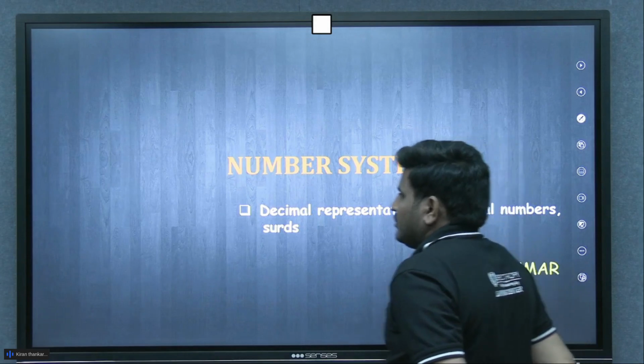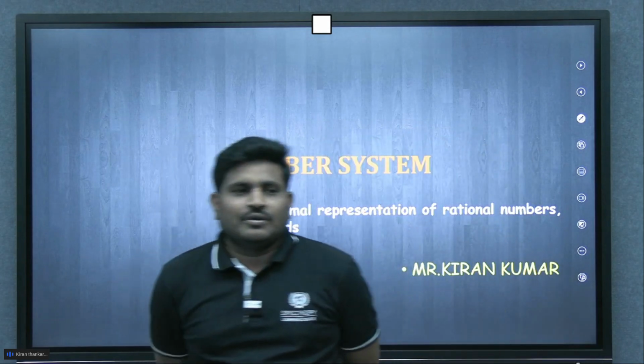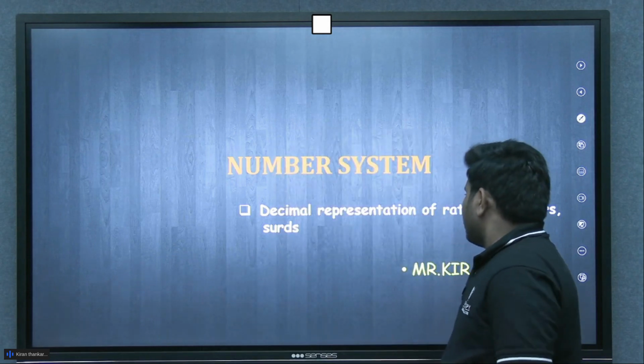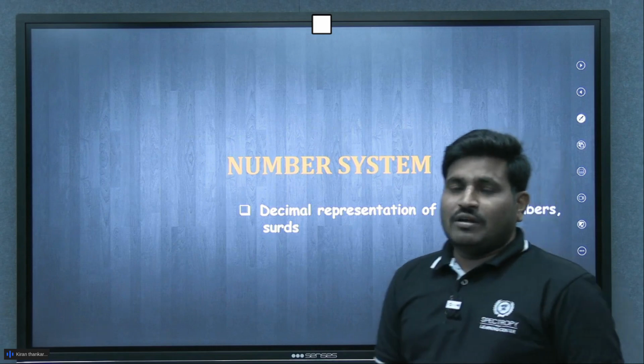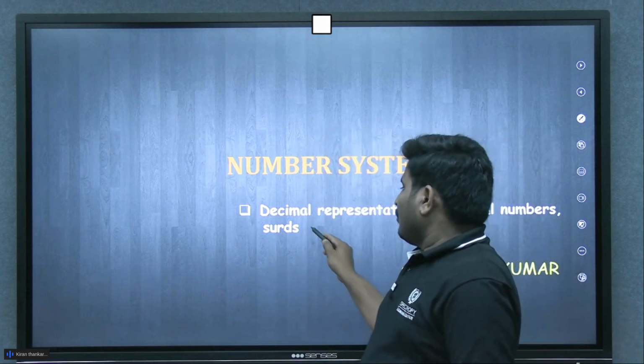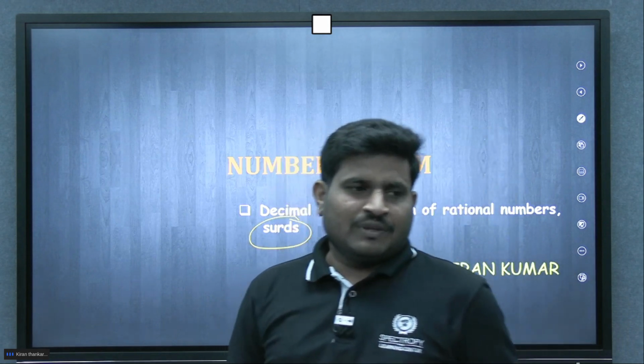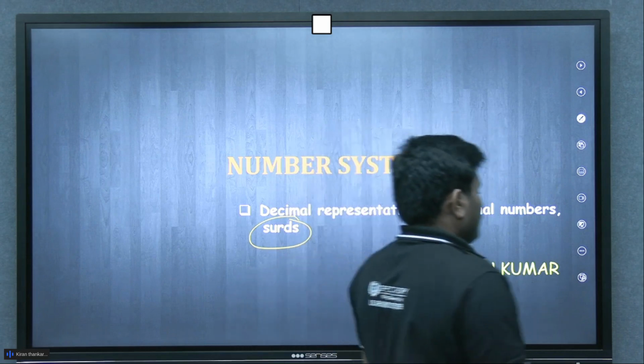So today we are going to discuss our mathematics concept, that is number system. In that subtopic, decimal representation of rational numbers, and we also discuss one more important concept, that is surds.